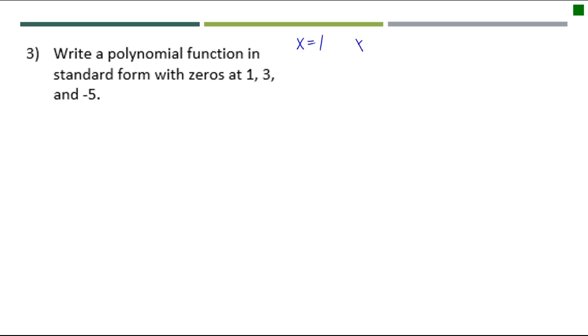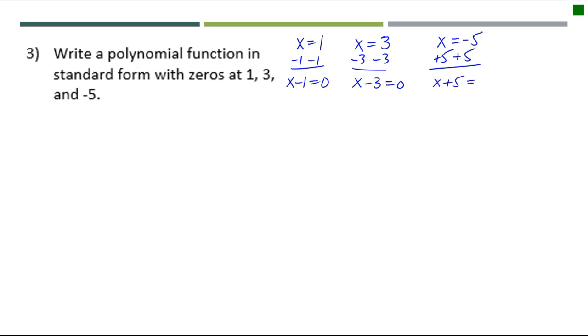So I would have x minus 1 equals 0. Here I would subtract 3 to get x minus 3 equals 0. Here I would add 5, so I'd have x plus 5 equals 0. So now each of these things on the left side of the equation are my factors. So I'm going to have 3 sets of parentheses because I have 3 factors, x minus 1, x minus 3, x plus 5.